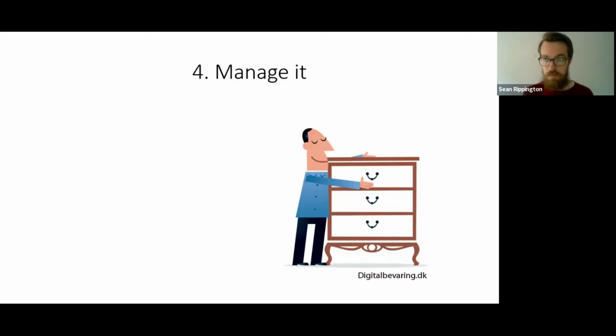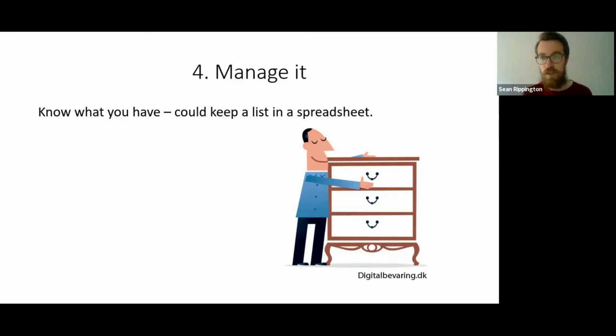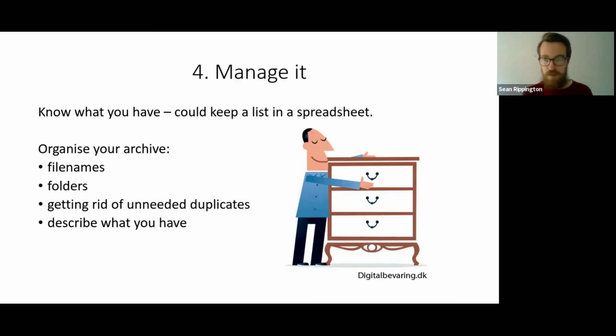Fourth, you're going to have to manage this collection, so make sure you know what you have. You could keep a list in a spreadsheet. Take a bit of time to organize your archive. Think about things like sensible file names or human readable file names. Maybe managing things in folders, discrete collections of different folders, getting rid of unneeded duplicates, and if possible, maybe keeping in your spreadsheet a description of what you have. The idea here being that if you then have to hand over the collection to someone else at some point, which will probably happen, it'll be easy for them to understand what the collection is and how they can use it.